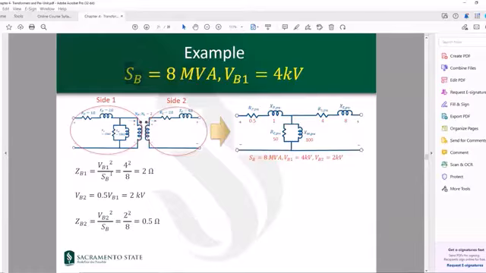So Z base on side one becomes V base 1 squared over S base, and Z base 2 becomes V base 2 squared over S base, which means that Z base 1 becomes 2 ohms and Z base 2 becomes 0.5 ohms. Based on this, we divide the impedances on each side by the Z base on their own side. Therefore, RP in per unit would be found from RP divided by Z base 1, but RS in per unit needs to be found from RS divided by Z base 2. And these are the numbers that we get after per unitization of the system.